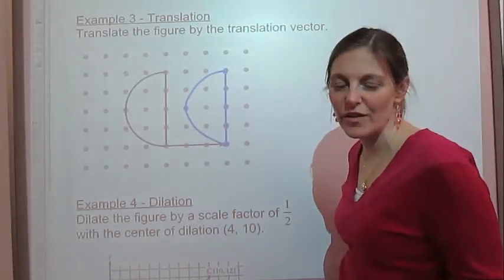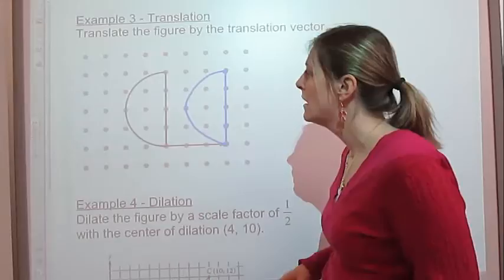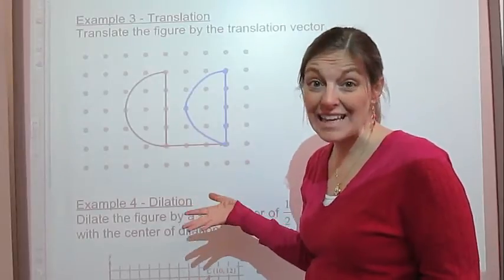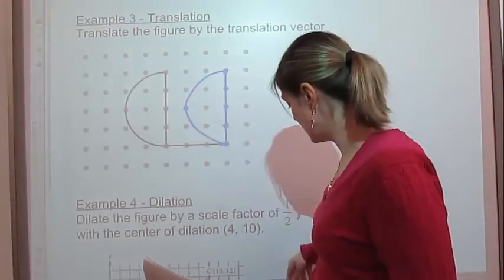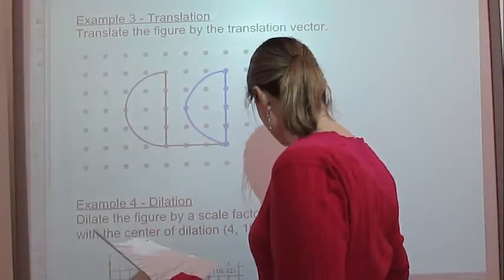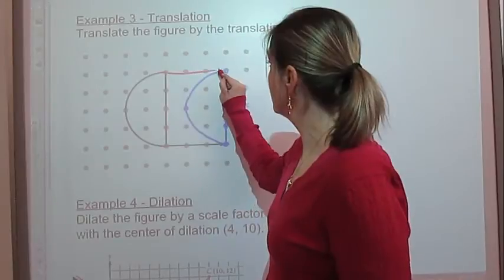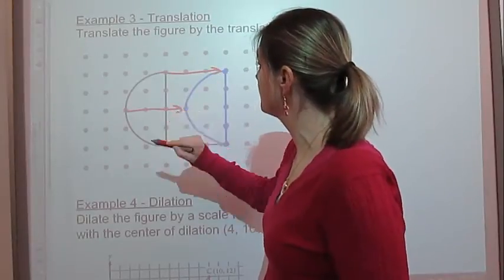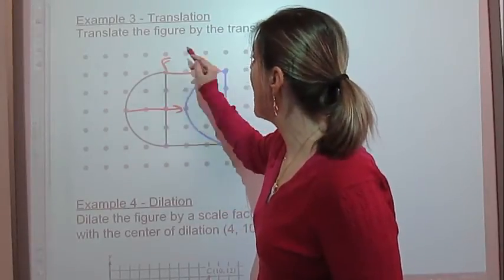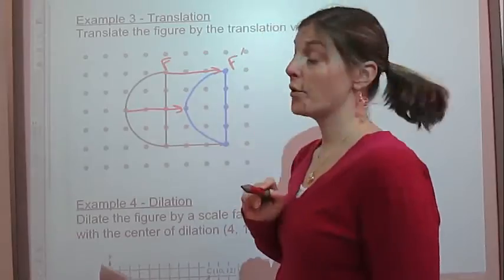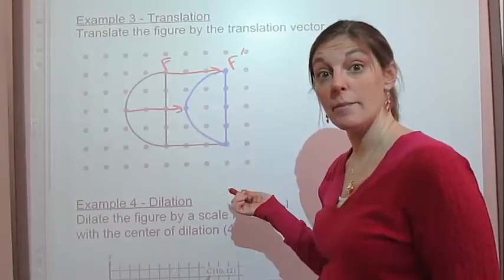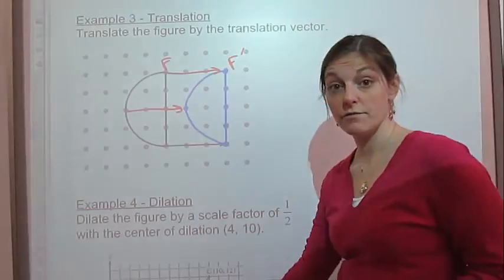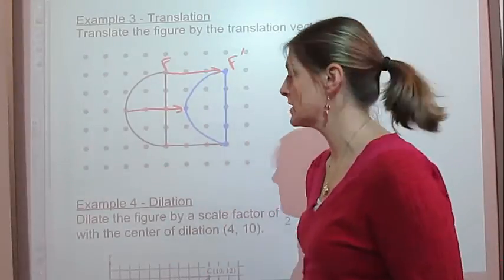Now again, it's not perfect because it's not a straight line. Figures that have all straight lines, polygons, are going to be easier to do. But all of these points are translated the same number of units in the same direction. So if this were, say, F, then it gets mapped onto F prime. And that is the vector that tells you the direction and the distance of that translation.